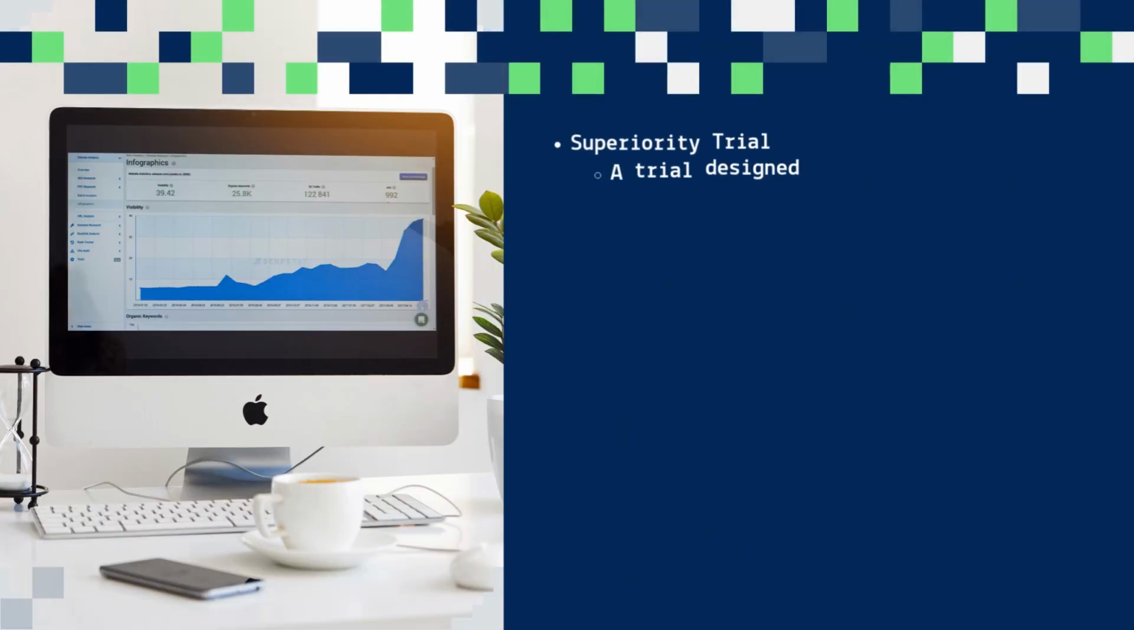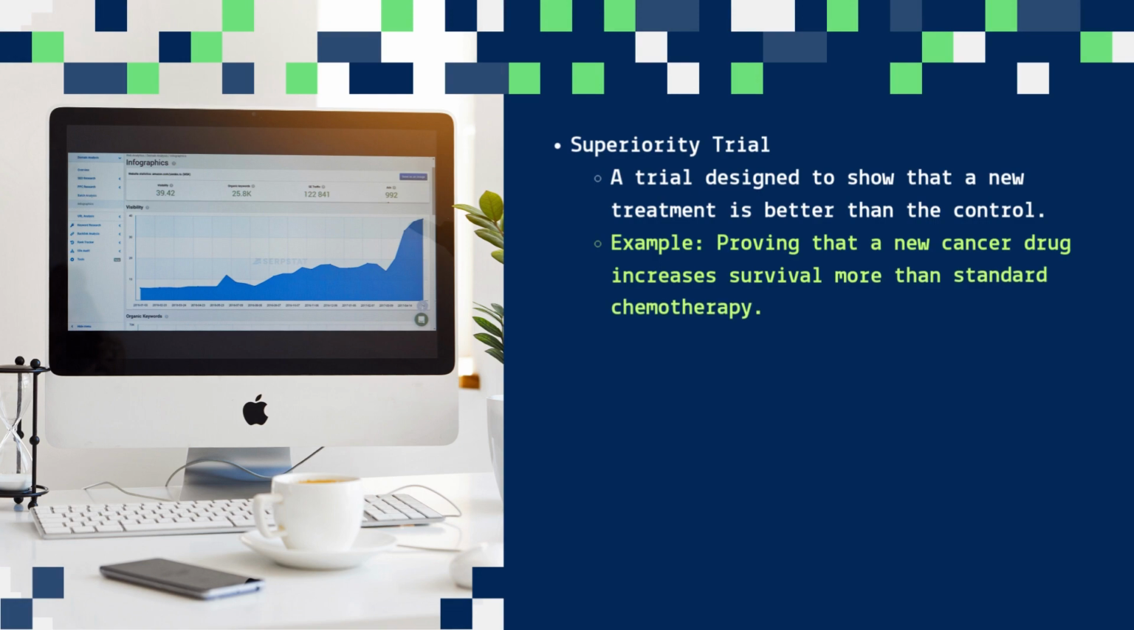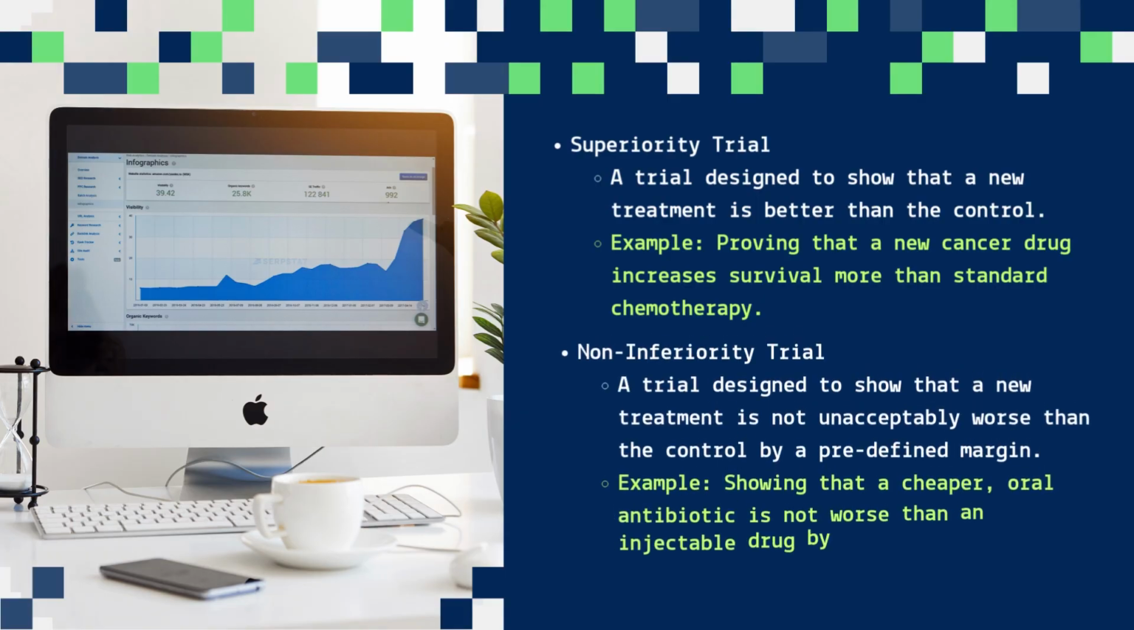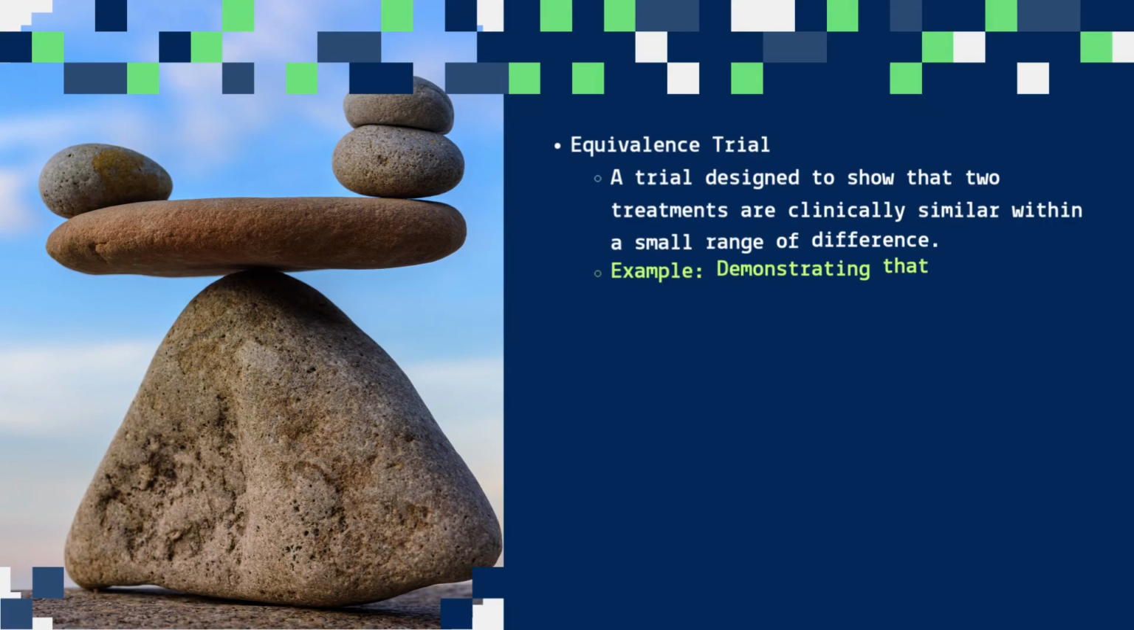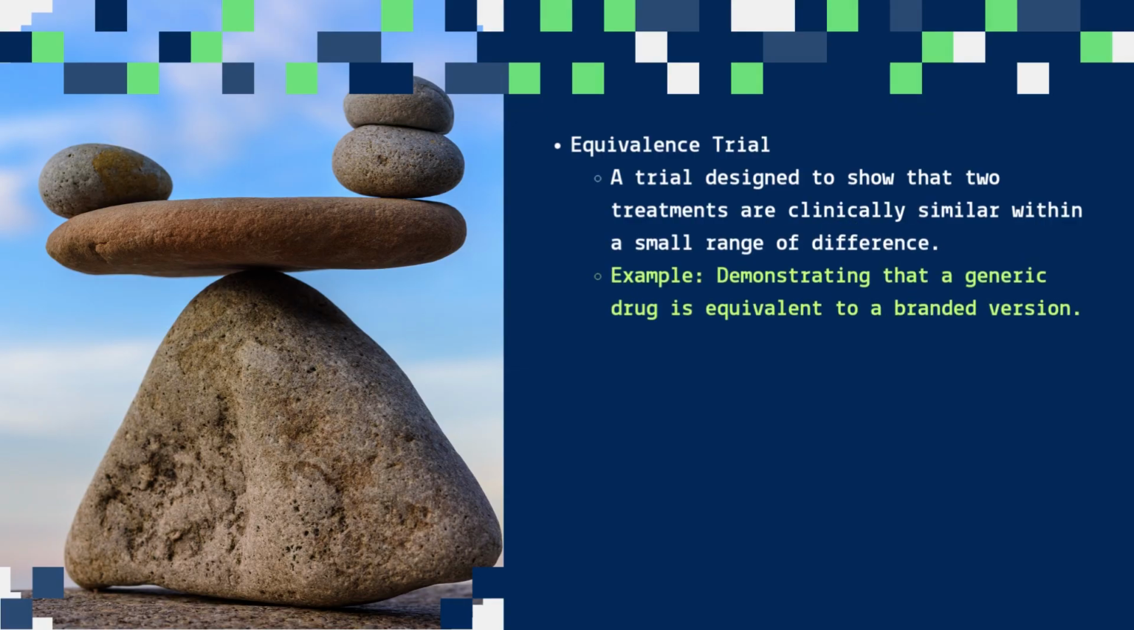Now let's turn to trial objectives. A superiority trial is designed to prove that a new treatment works better than the existing option. By contrast, a non-inferiority trial is not about being better, but about showing the new option is not unacceptably worse. Perhaps it's cheaper, safer, or easier to use. And that's the benefit. Then we have equivalence trials, which go one step further, aiming to show that two treatments are practically the same within a very small margin of difference.